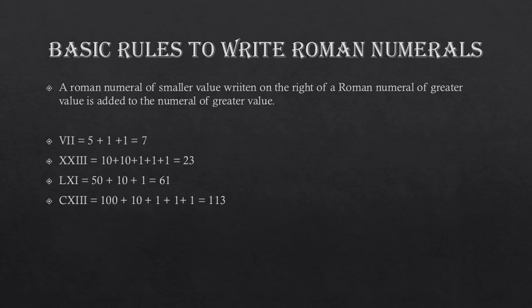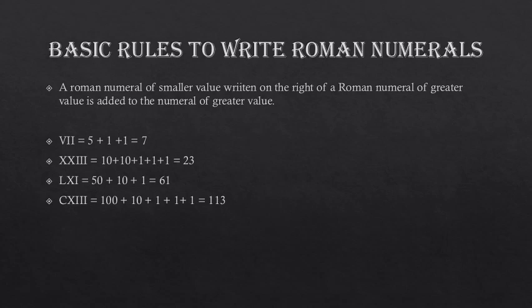So children, whenever the smaller value is written on the right of a greater value, we add. Okay, we do the addition. Now children, here 5 plus 1 equals 7. You will get more clarity with the next example, children.